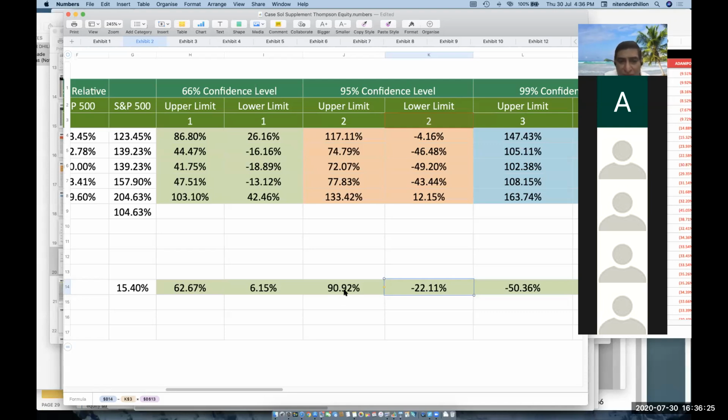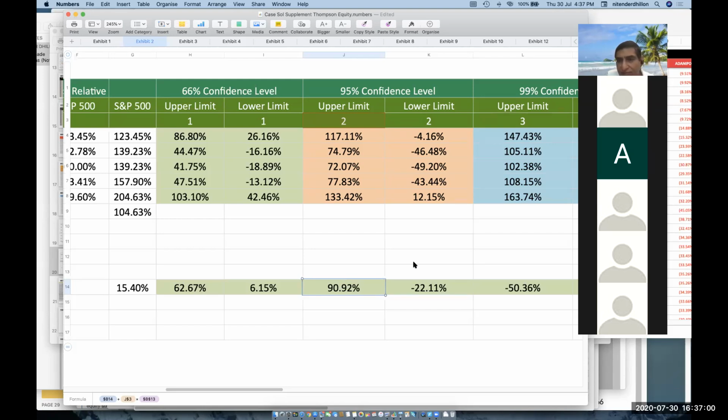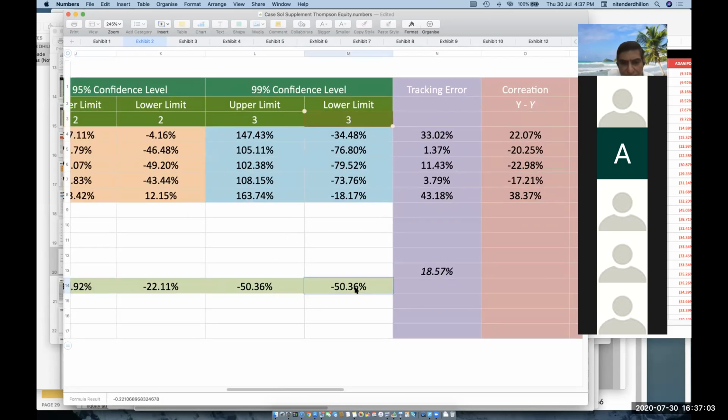How much is your number for plus minus 2 sigma? Sir, it's like minus 22 and 91, and minus 50 and 118. Right. And minus 50. Right.